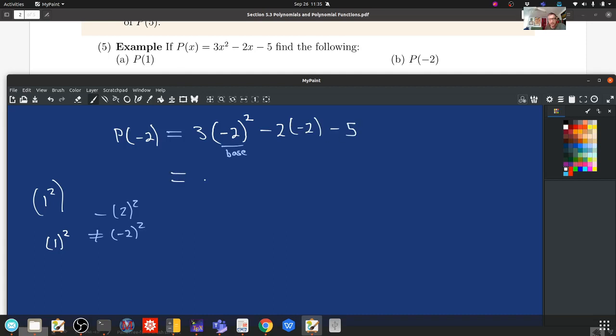So let's evaluate this. This is 3 minus 2 times minus 2 is 4. So that's 3 times 4. Minus 2 times minus 2 is plus 4. And then I have a minus 5. 3 times 4 is 12. Plus 4 minus 5 is the same as 12 minus 1, which is 11. So this is something you should be able to do in your sleep.